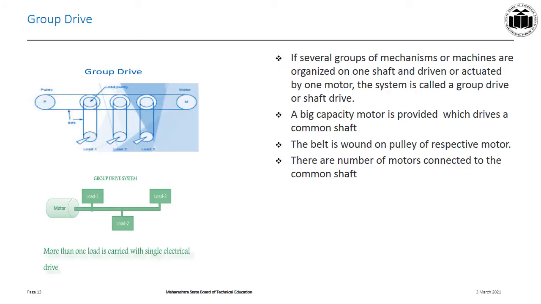Now in the diagram there is a group drive. Basically, a big capacity motor is provided, which drives a number of other loads or a number of machines on a common shaft. Several groups of mechanisms or machines are organized on one shaft and driven or actuated by one motor. It is an example of the group drive.